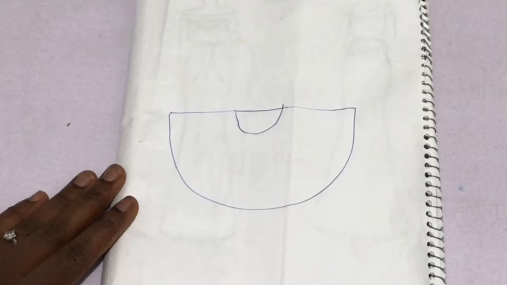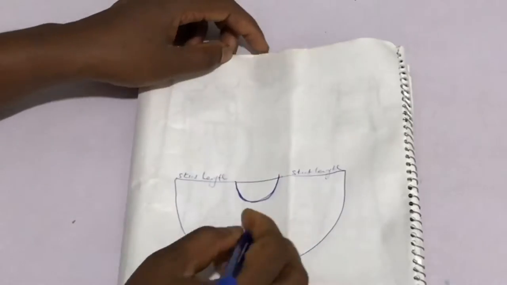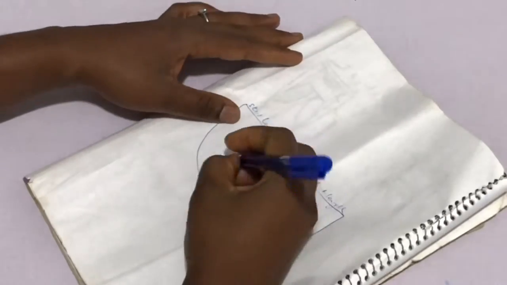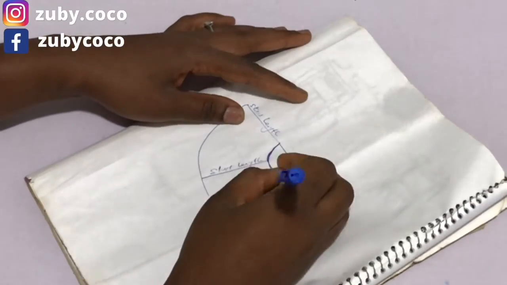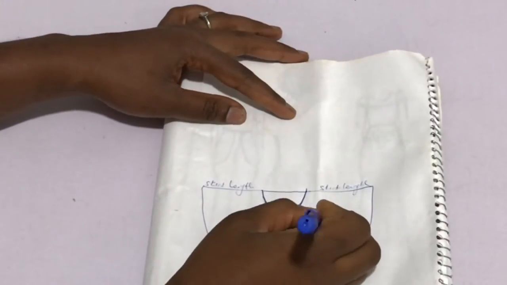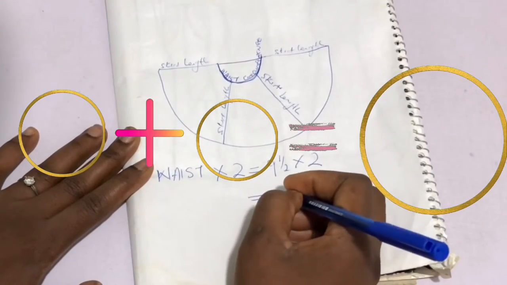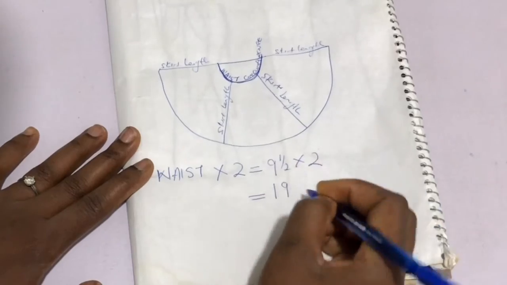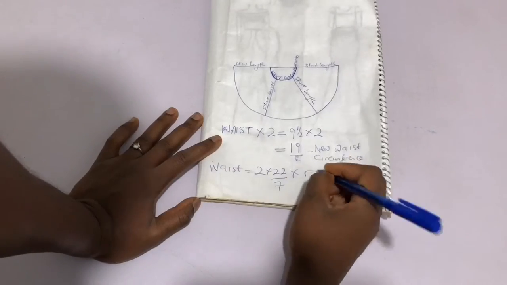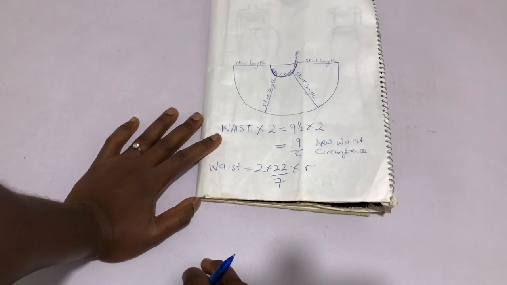In this mini mannequin I'm using, the waist of the mannequin is 9.5 inches. So you're going to multiply the waist by 2, so that when you divide it into 2, you have your entire circumference in 180 degrees.